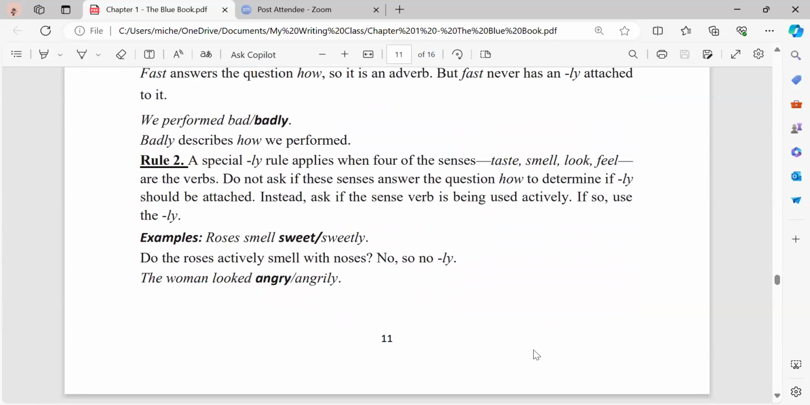So here's rule number two. A special ly rule applies when the senses taste, smell, look, feel are the verbs. Do not ask if these senses answer the question how to determine if ly should be attached. Instead, ask if the sense verb is being used actively. If so, use the ly.